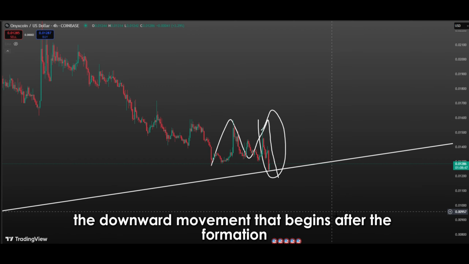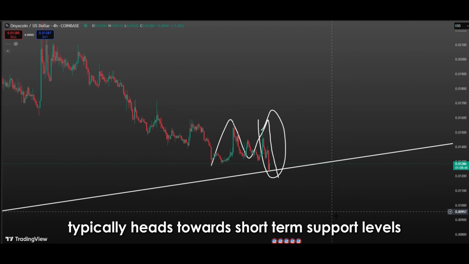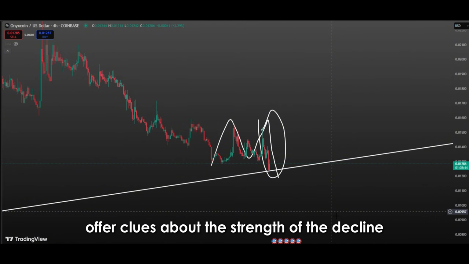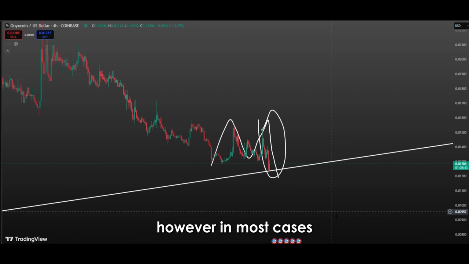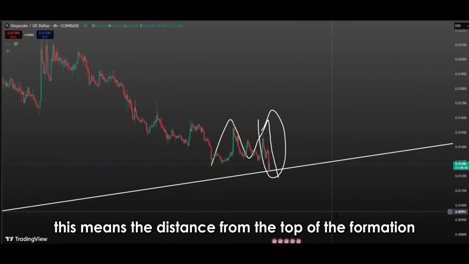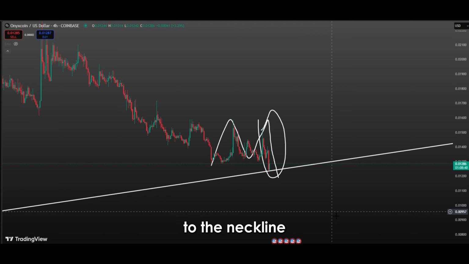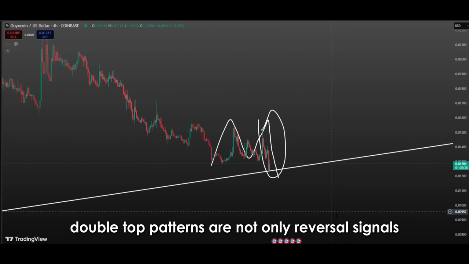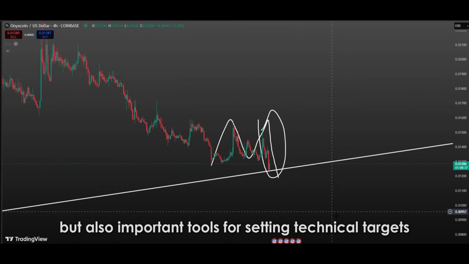The downward movement that begins after the formation typically heads toward short-term support levels in the first stage. Any buying responses at these levels offer clues about the strength of the decline. However, in most cases, the price has the potential to fall as much as the height of the formation. This means the distance from the top of the formation to the neckline can be mirrored downward after the break. Therefore, double top patterns are not only reversal signals, but also important tools for setting technical targets.